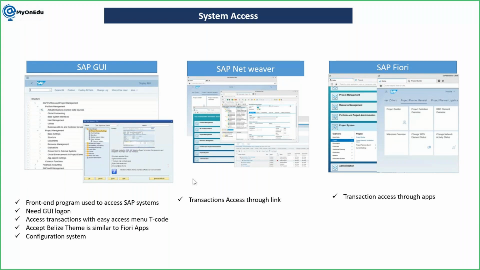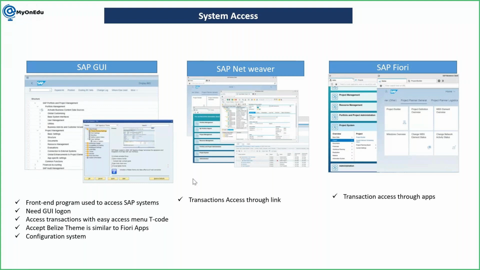So this means in SAP GUI, we don't have anything to access here as a transaction. But all the configuration will happen here on GUI only. However, all the user transactions have to be taken care of here on SAP NetWeaver or in SAP Fiori. Why am I saying SAP NetWeaver? Because some clients are still using an older version of PPM. In that case, you can access the system through SAP NetWeaver, but as per S/4HANA, all transactions need to be accessed through SAP Fiori only.